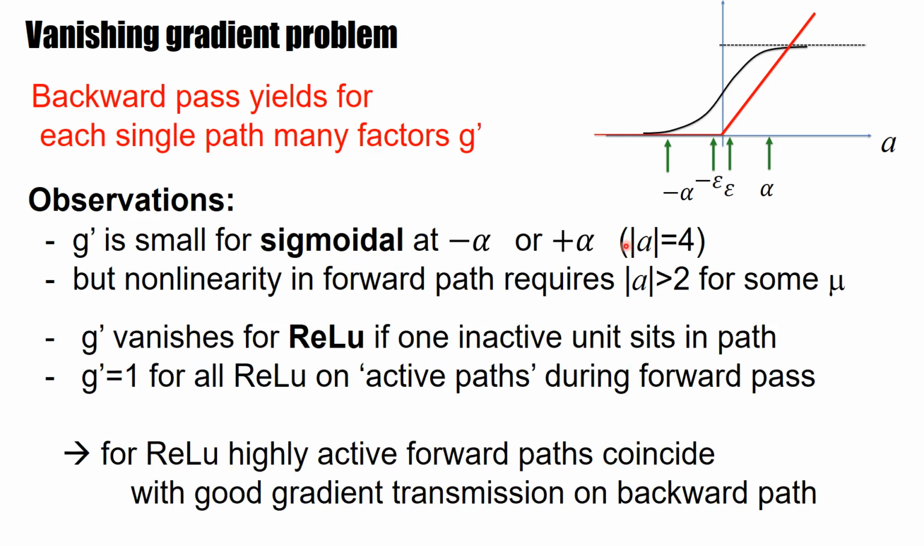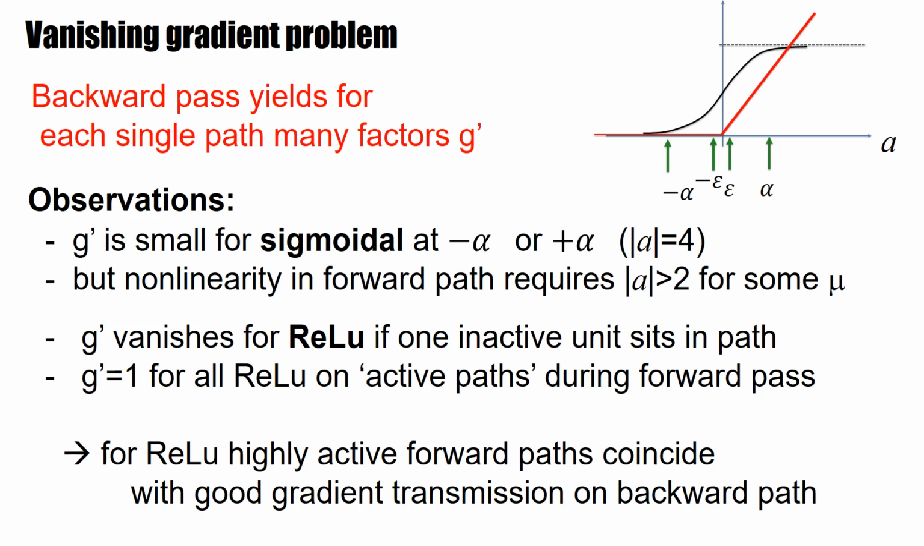Let's now look at the same thing for the ReLU. In the ReLU, the g prime vanishes whenever the activation is below 0, which means whenever the neuron is not active. So if we consider a forward path and there's an inactive unit, then this unit will not contribute to the output, but then this unit will also not contribute a g prime on the backward path. On the other hand, the g prime is equal to 1 for all ReLUs that sit on active paths during the forward pass. So in a way, for ReLUs, the highly active forward paths coincide with good gradient transmission on the backward path.